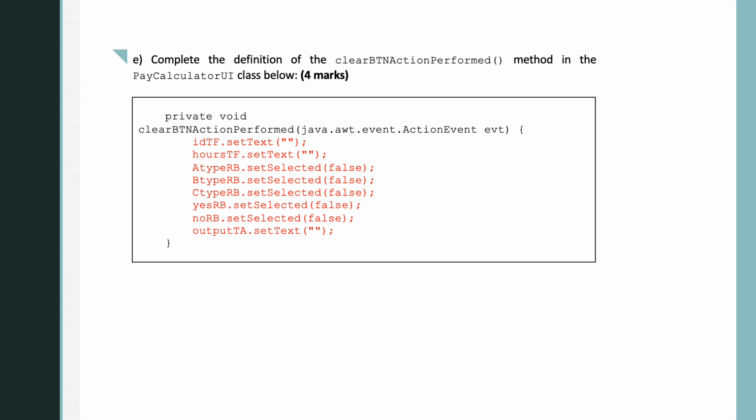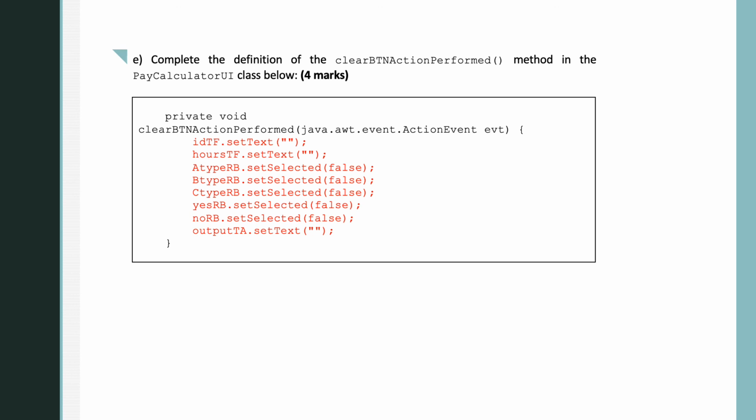Last question. It says complete the definition of clear button action perform method in the pay calculator UI class. So in this method, we basically want to clear everything. For the text field, we would use .setText and then write nothing to it, just empty string. So we would do that for ID text field and also hours text field.